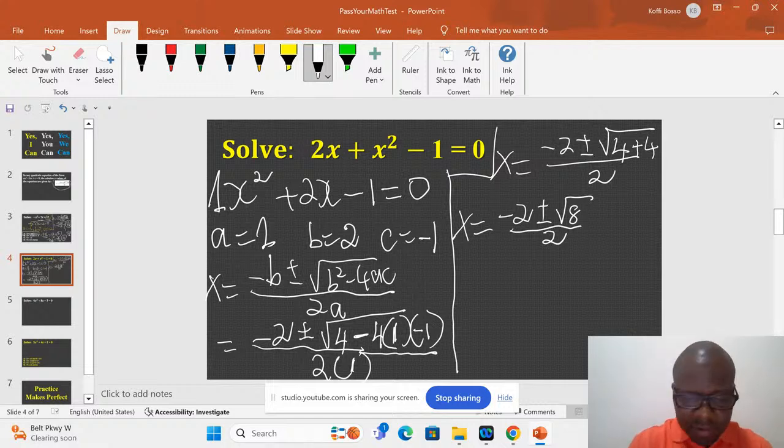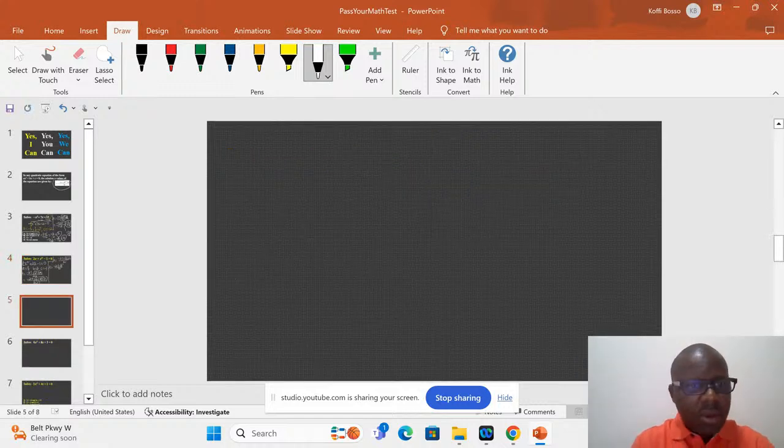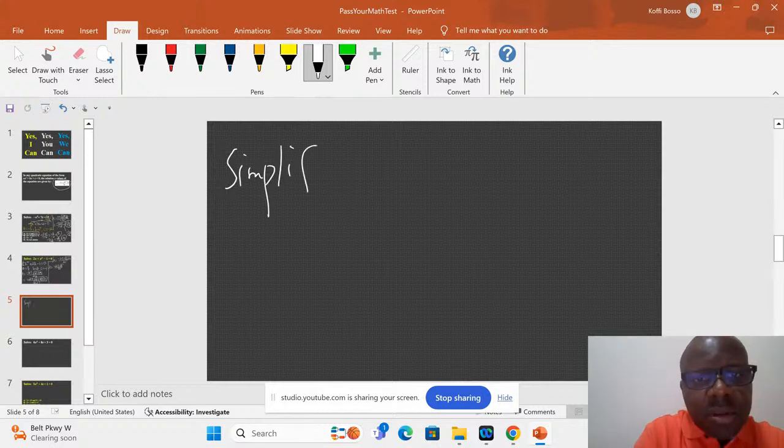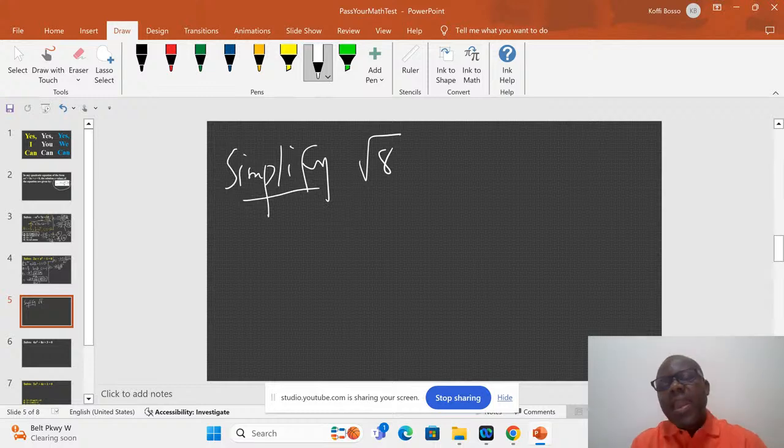For that, let's show something quick. This is a quick review. I want to simplify the square root of 8. 8 is not a perfect square. I have 1 as a perfect square, 4 as a perfect square, 9 as a perfect square, 16 as a perfect square, 25, and so on. A perfect square is a counting number multiplied by itself. There is no number multiplied by itself giving me 8.